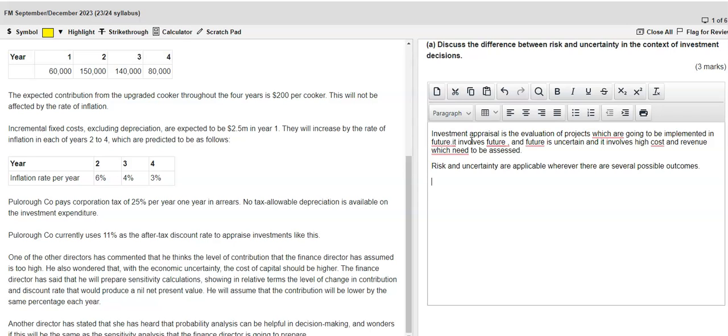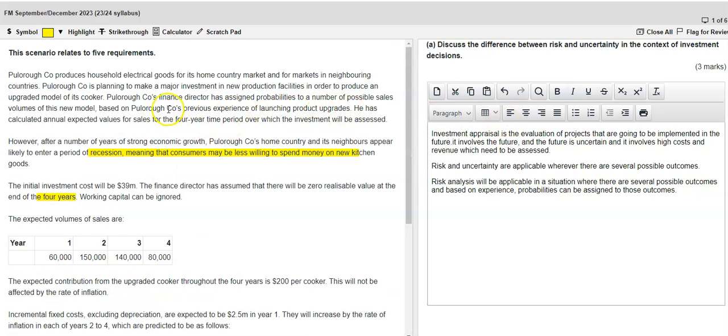Then you can explain one paragraph for the risk and one paragraph for the uncertainty. Risk analysis will be applicable on a situation where there are several possible outcomes and based on past experience, probabilities can be assigned to those outcomes. If you look at the question, here the finance director has assigned probabilities to a number of possible sales outcomes based on the company's previous experience.